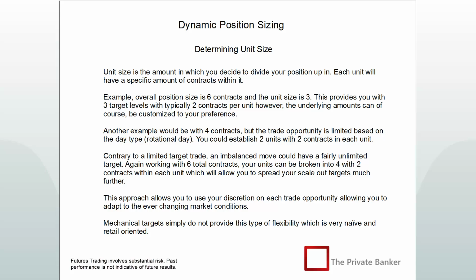So an example here, let's just say that the overall position size is 6 contracts, and we divide that up into 3 units, and this provides you with 3 target levels with typically 2 contracts per unit. The underlying amounts can of course be customized to your preference, but just for round numbers, let's leave it at 2. Your scale outs would be at 2 contracts each level.